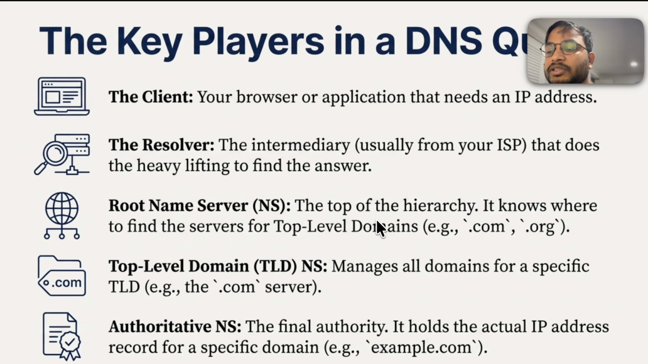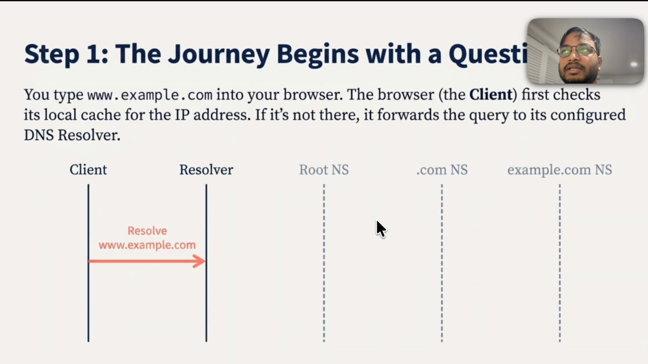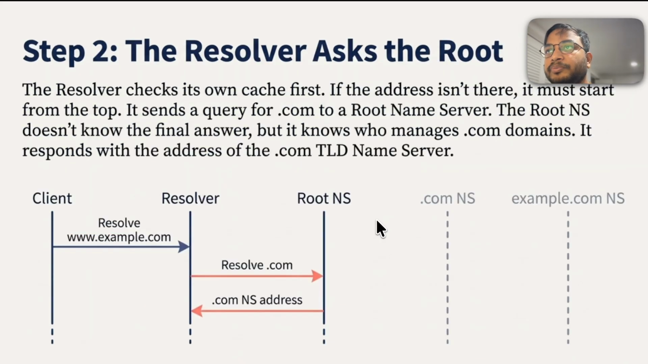Let's understand how it works with a flow diagram. It starts with the user query. The user says, resolve www.example.com, and it is received by our system, a browser. If the browser finds it stored in its cache, then immediately we send our request to that particular IP address. If it's not found, the resolver sends this query to the root name server, because the resolver keeps track of the root name servers, and the root name server tries to find it in its own cache.